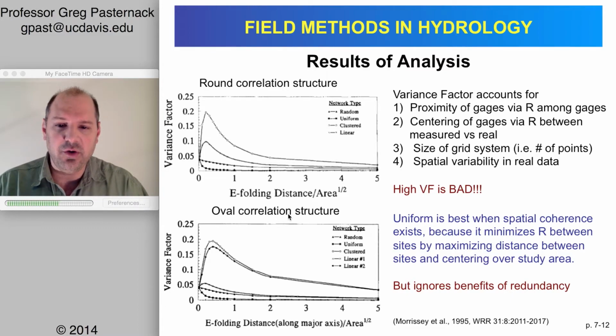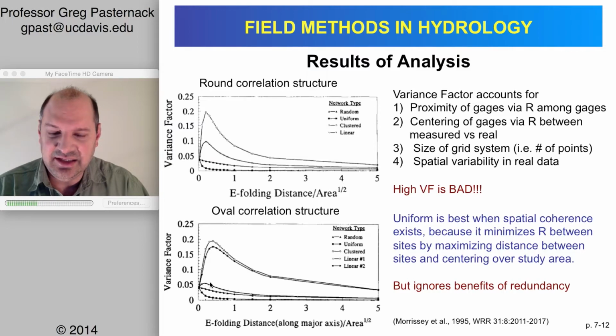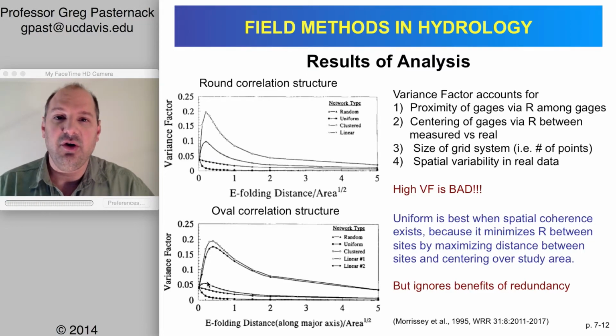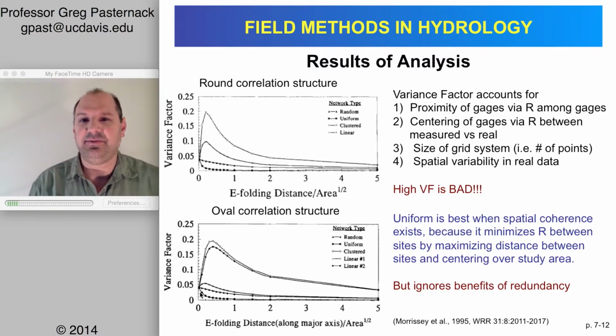If we look at the oval correlation structure, in this case, uniform remains best, but now a linear design that cuts across the structure is going to outperform random sampling. The linear structure that cuts across is the X's here, and the linear structure that goes with it is the circles, which is up here. So being able to cut across means you're sampling lots of different things, and what you can see is you're getting a pretty good result with that approach, but still uniform sampling is best.